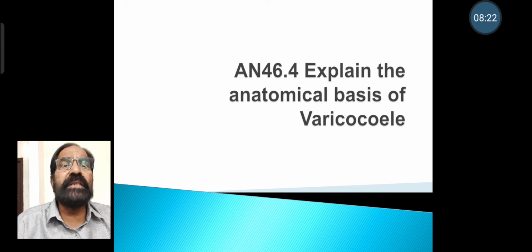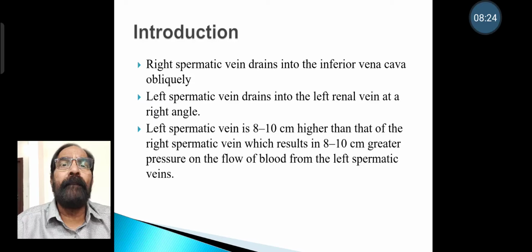Anatomical basis of varicocele. Right spermatic vein drains into inferior vena cava obliquely. Left spermatic vein drains into left renal vein at right angle. The left spermatic vein is 8 to 10 centimeters higher than that of right spermatic vein, which results in 8 to 10 centimeters greater pressure on the flow of blood from the left spermatic veins.